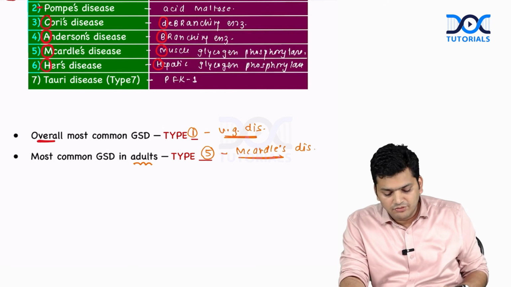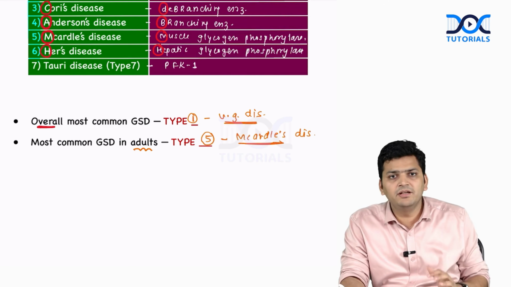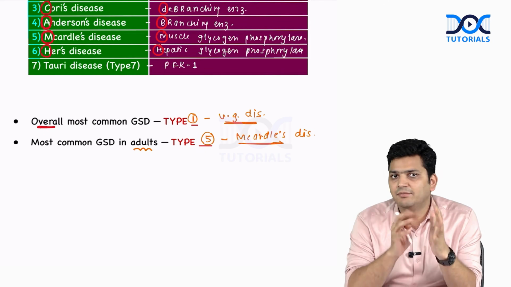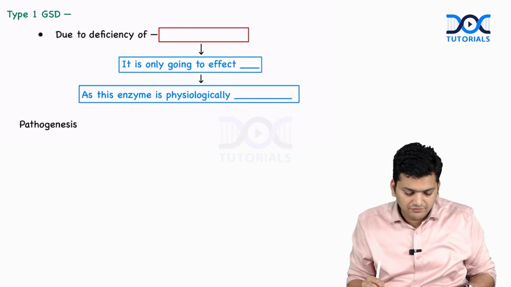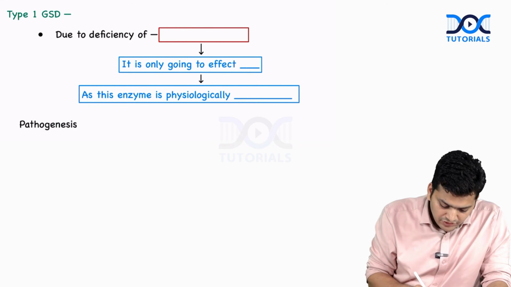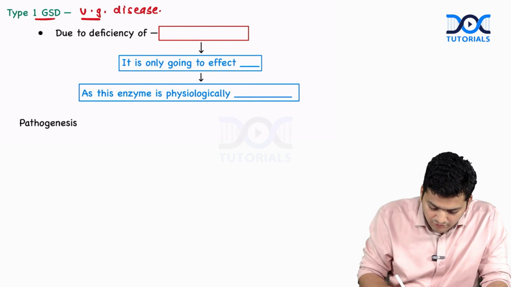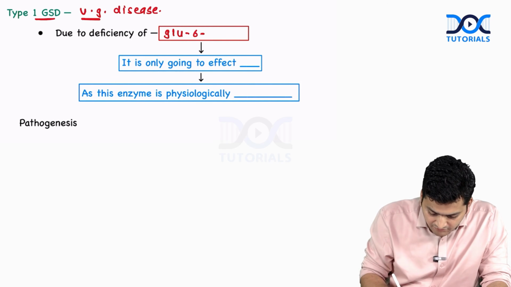Okay, so now we are going to see how these patients are going to present. The clinical features are particularly important for von Gierke and McArdle. Starting with the first one, that is the type 1 glycogen storage disease called von Gierke disease. Von Gierke is due to deficiency of glucose 6 phosphatase.